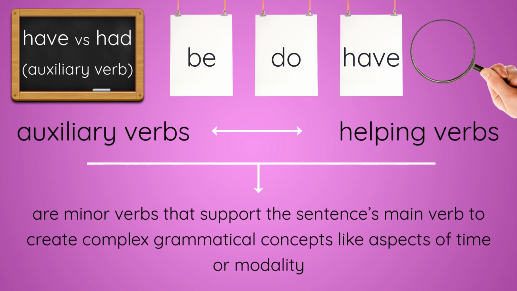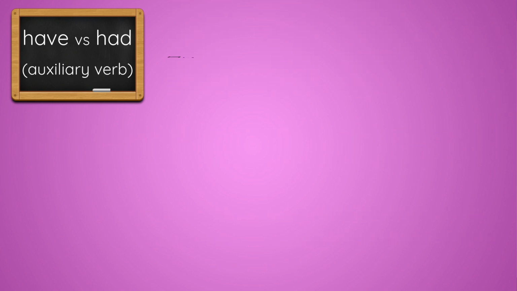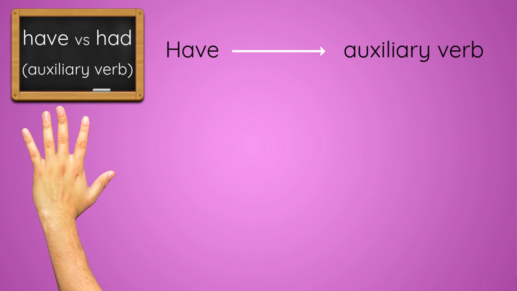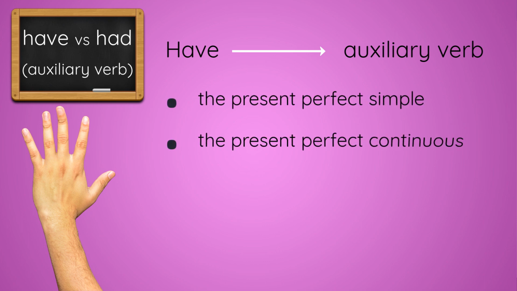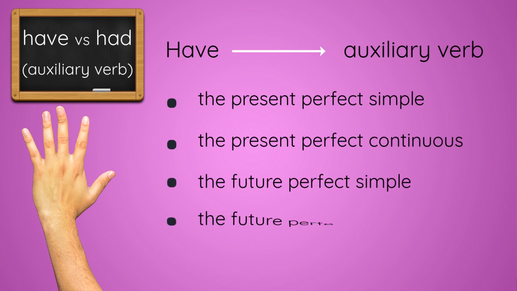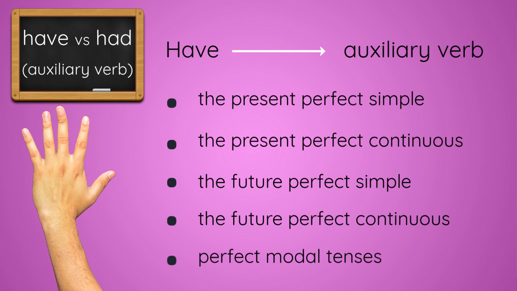In the following, you are going to learn how and when to use have and its past form had in different tenses. Well, have as an auxiliary verb is used in 5 conditions: the present perfect simple, the present perfect continuous, the future perfect simple, the future perfect continuous, and perfect modal tenses. As you know, for the third person singular, have is changed to has.